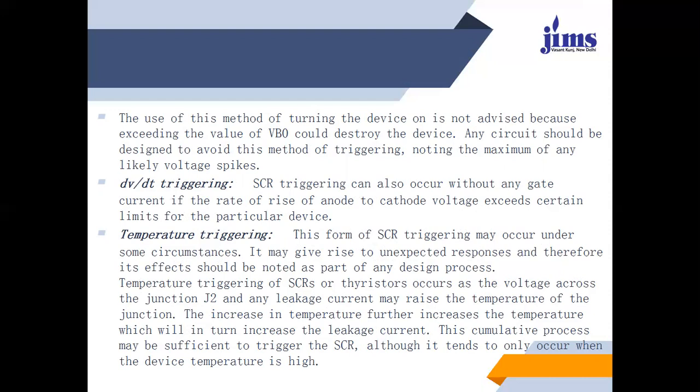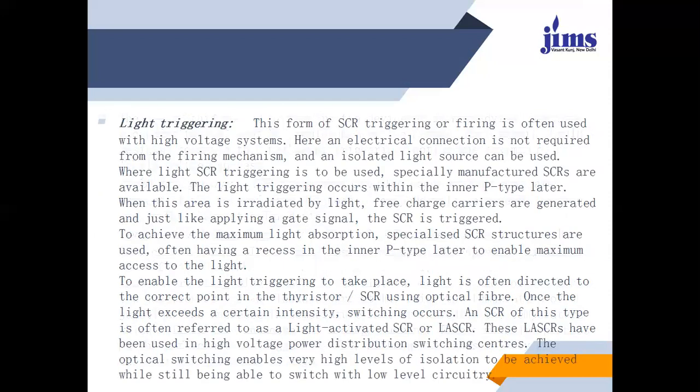This form of SCR triggering may occur under some circumstances. It may give rise to unexpected responses, and therefore its effect should be noted as part of any design process. Temperature triggering of SCRs or thyristors occurs as the voltage across the junction J2 and any leakage current may raise the temperature of the junction. The increase in temperature further increases the leakage current, which will in turn increase the temperature. This cumulative process may be sufficient to trigger the SCR, although it tends to only occur when the device temperature is high.